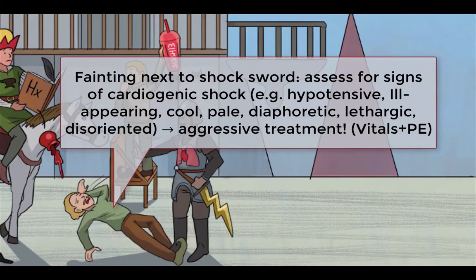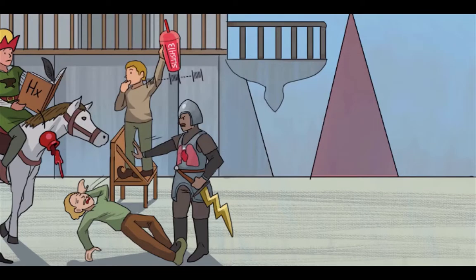Although many patients with ACS may have normal vital signs, a large myocardial infarction can cause acute heart failure, leading to cardiogenic shock, as highlighted by our recurring shock lightning bolt symbol. These patients require aggressive management. Patients in cardiogenic shock are typically very ill appearing, with cool, pale, clammy skin. They may be lethargic or disoriented, and of course, hypotensive with compensatory tachycardia.